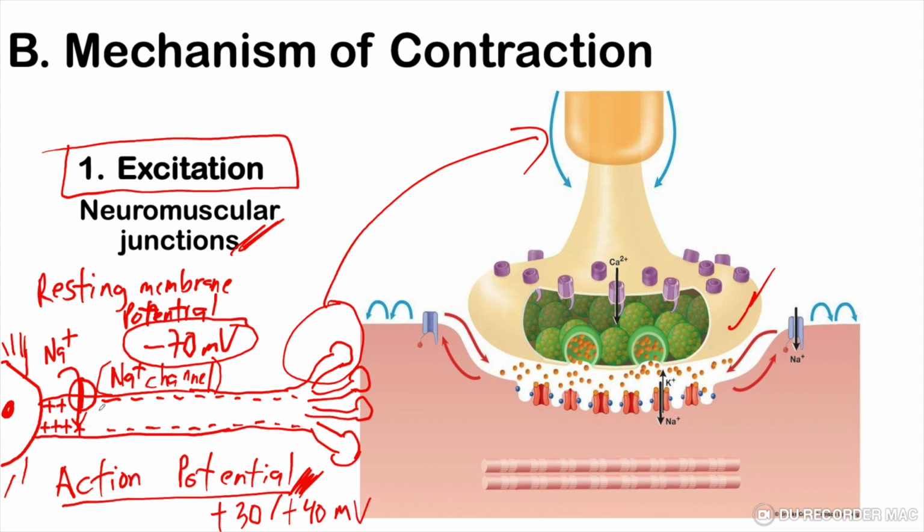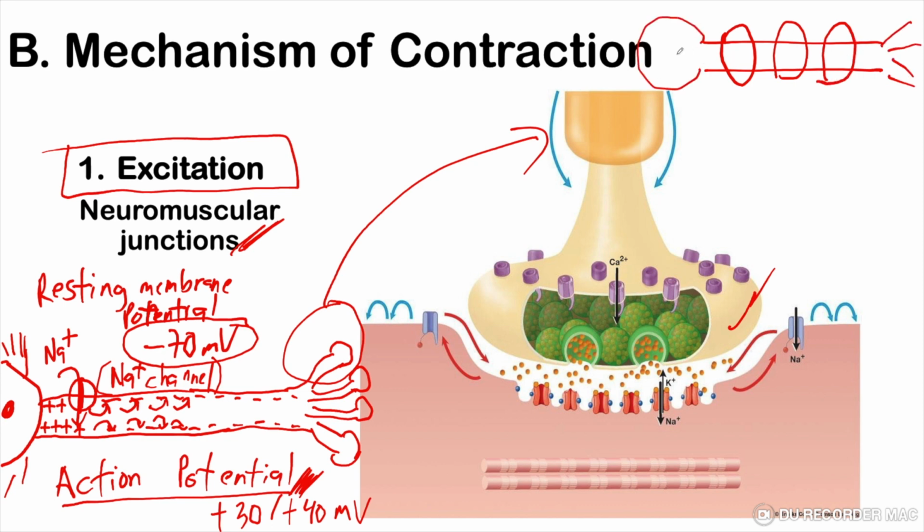Now, that positive charge will move downstream down your axon. But the propagation here is not a simple movement of this positive charge across the axon. Let's zoom in on that axon. There is what we call a covering of your axon. Again, this is the cell body. There is what we call the myelin sheath. This one right here is the covering. These are the fatty coverings of your axon.